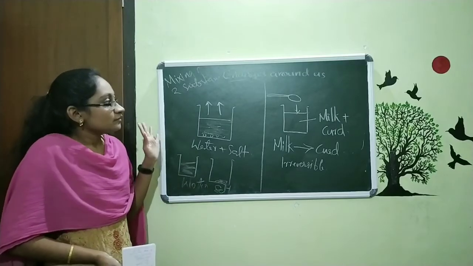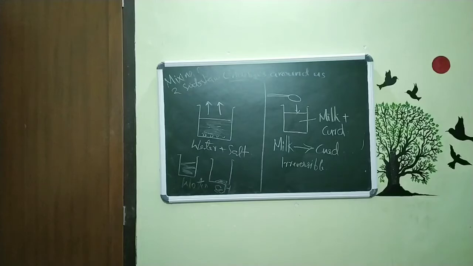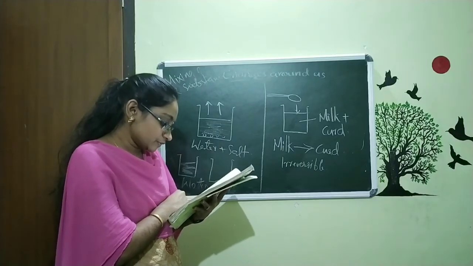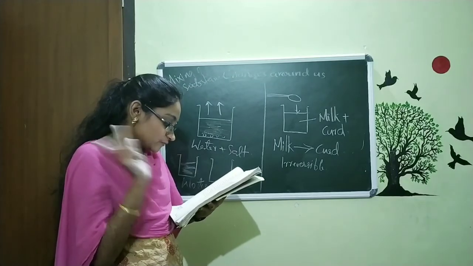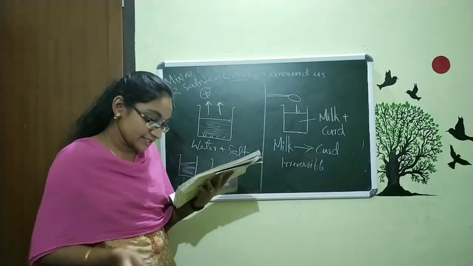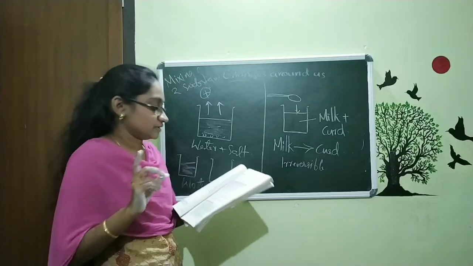So finally our chapter is over. You just want to read your textbook 3-4 times and in the next class we can start the next chapter. And you want to do the fourth question as the homework. Fourth question in the exercise part, page number 51. Just do it as homework, the fourth one.